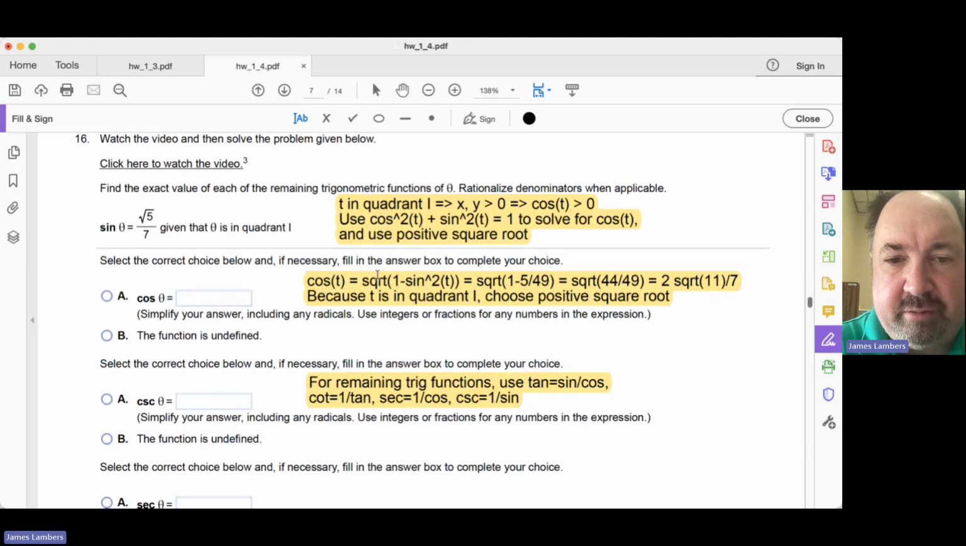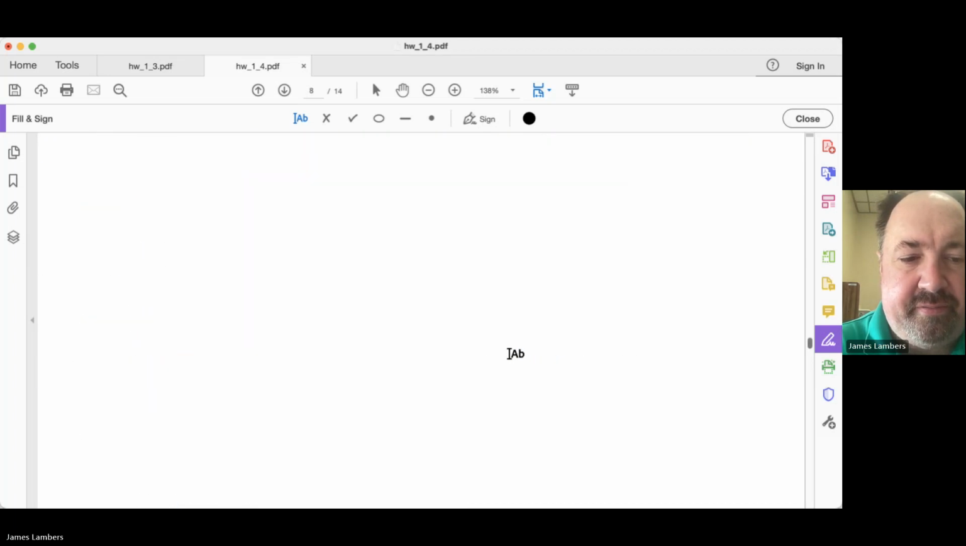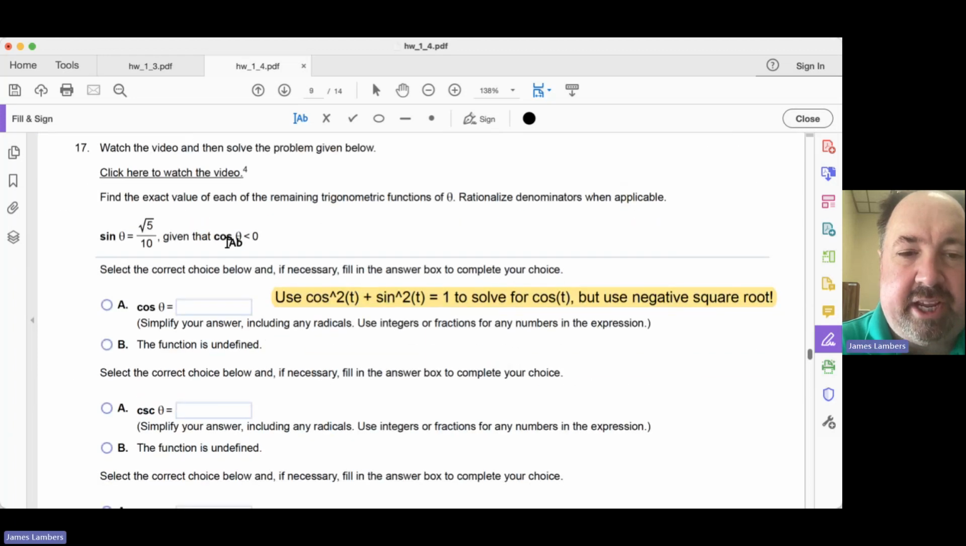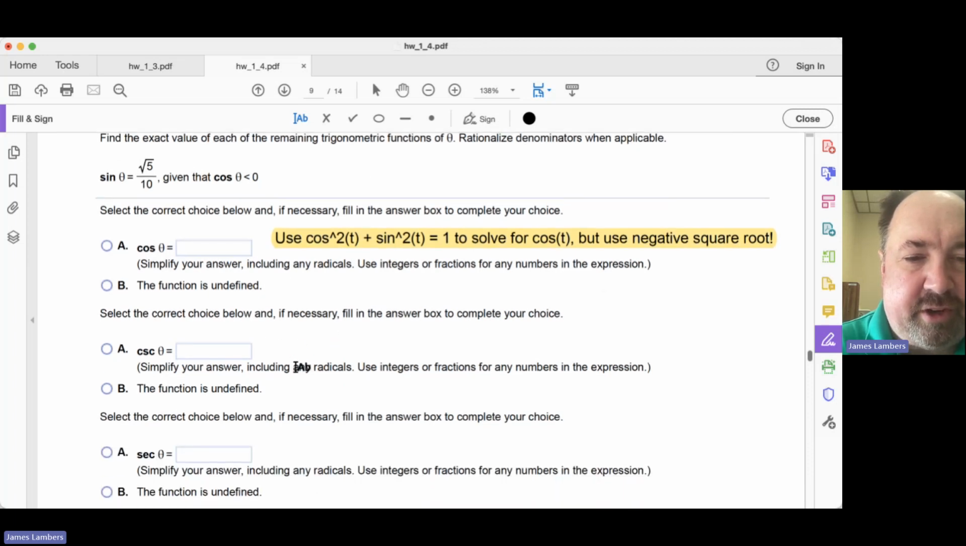Cosine t is equal to square root of 1 minus sine squared t. You just have to remember, because of the information that you're given, cosine being negative, after you work out the square root, you must choose the negative square root. And then once you have sine and cosine of theta, you can use the relationships of the other trig functions with sine and cosine to figure out those values, and be sure to rationalize any denominators as needed.